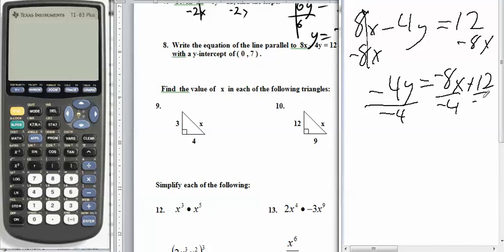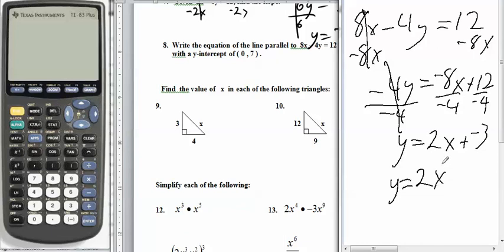Divide everything by -4. So y equals -8 divided by -4 is 2x. That's -3. So that's our line. So anything with a slope of 2 is going to be parallel. And then we have a y-intercept of 7.